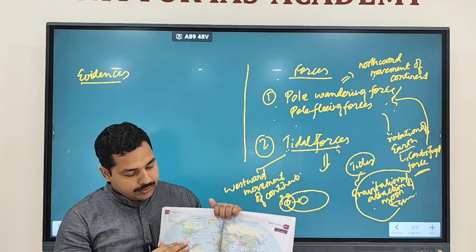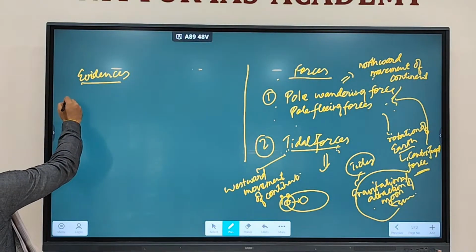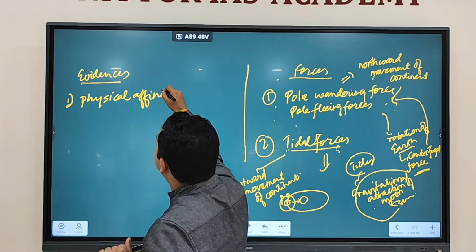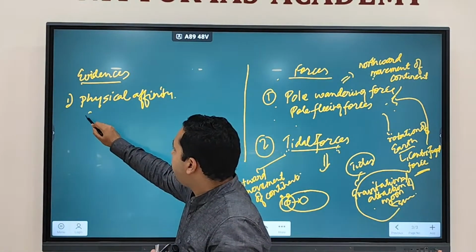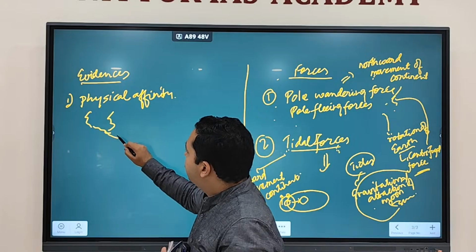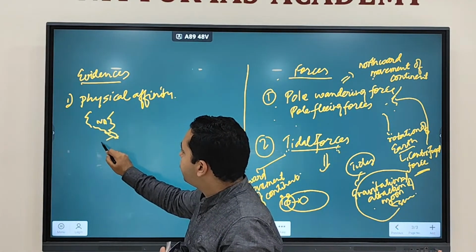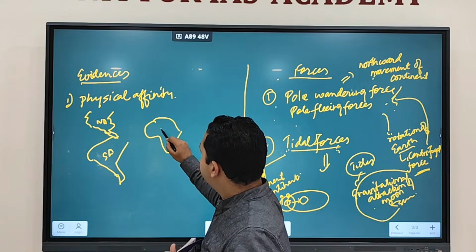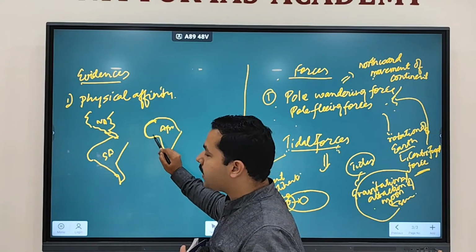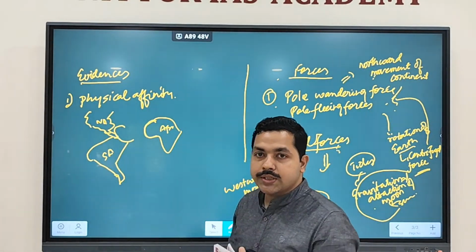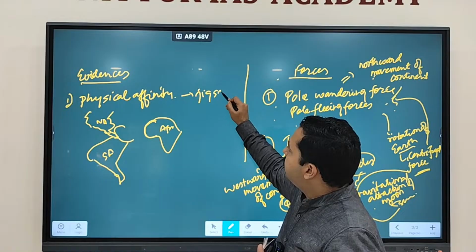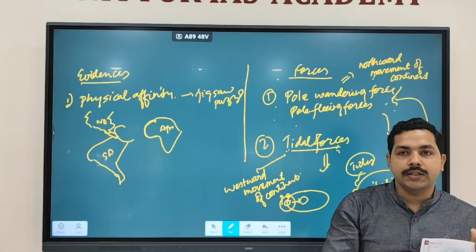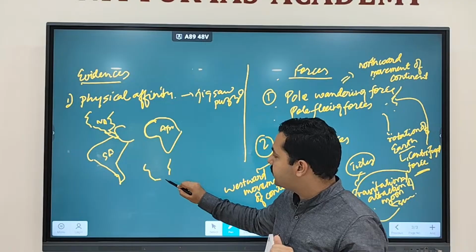Clear? Secondly, one evidence he is giving is physical affinity. What is physical affinity? This part, if you see, is North America. This part you're going to find South America. And this part you're going to find Africa. Now he is saying that this part of Africa is fitting in over here. So it is like a jigsaw puzzle. In a jigsaw puzzle you combine many pieces to form a figure. So that's what he is saying, that it was like this.